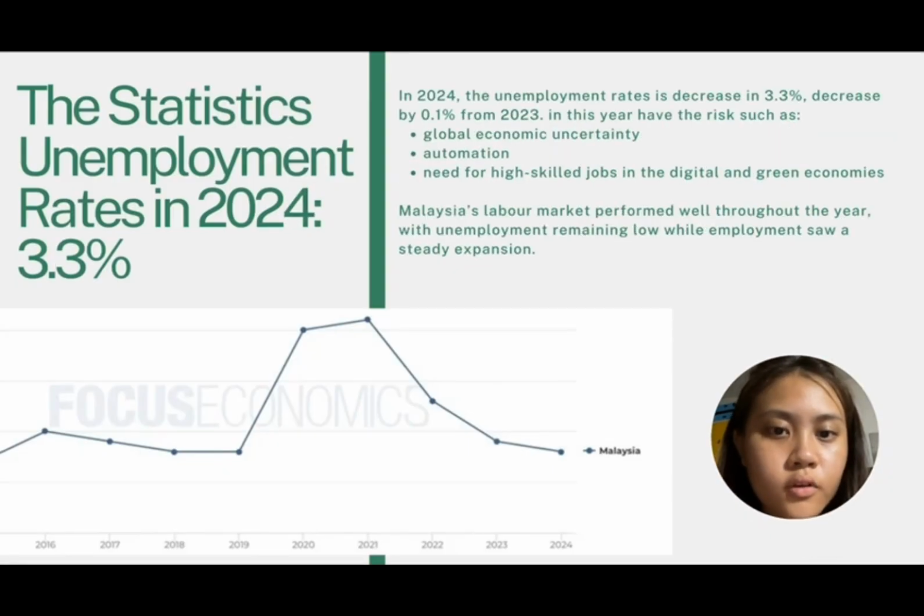In 2024, the unemployment rate decreased to 3.3%, a decrease of 0.1% from 2023. In this year, risks such as global economic uncertainty, automation, and the need for high-skilled jobs in the digital and green economy could shape future labour market trends. Overall, while Malaysia recovers from the pandemic, short-term and long-term challenges in workforce quality and job creation continue to shape its unemployment.